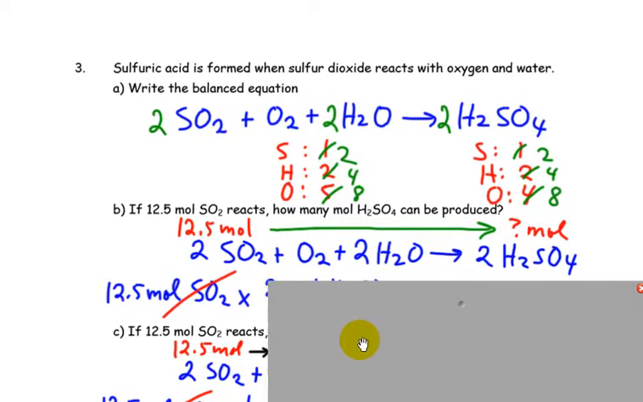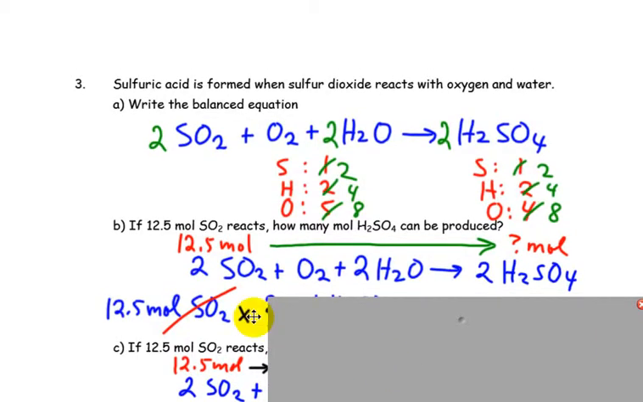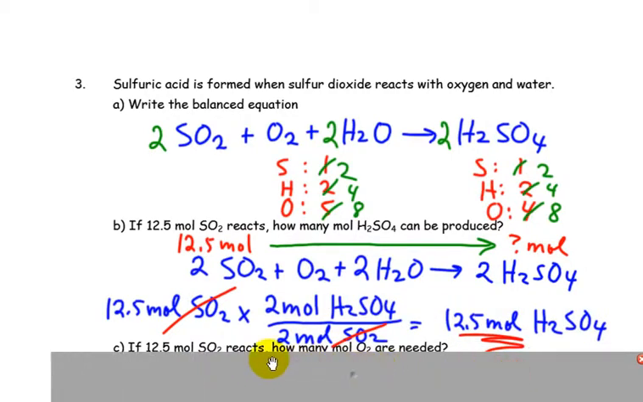So if I start this out, I'm given 12.5 moles of SO2. Now the mole ratio here, just like in the previous assignment, we're going from SO2 to H2SO4. We want to end up with H2SO4, so that is going to be on top of the conversion factor. And where I'm coming from is on the bottom. So I'm going from SO2 to H2SO4. And of course, you know you're doing it right if you can cancel out the identical unit here.